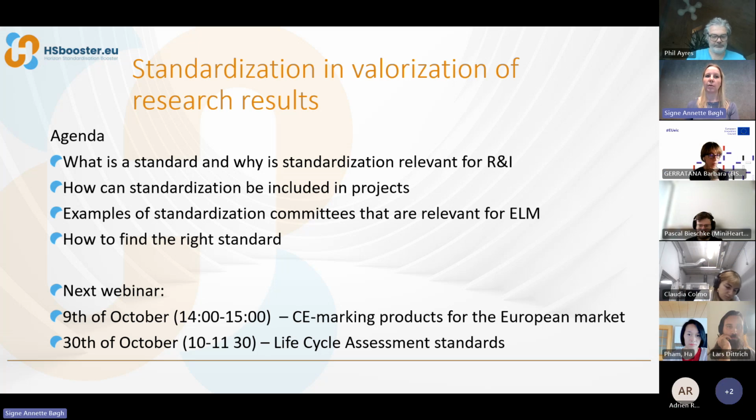I'm also going to be talking about how can then, in more practical terms, standardization be included in projects. I also have some examples of different standardization committees that I think might be relevant for your projects to know about. And then finally, one of my favorite points is, how do I find the right standard? Because I can tell you that, for example, if you look in Danish Standards web shop, then we have 36,000 documents.